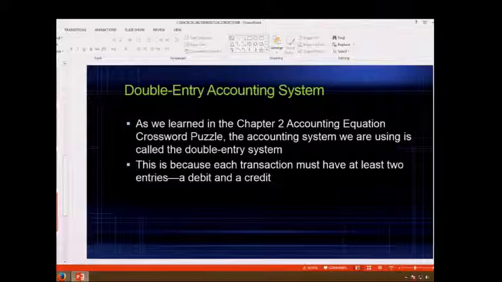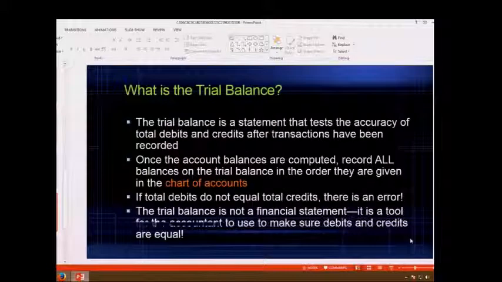As I talked about, we use the double entry accounting system. I have a reference in there to a crossword puzzle that I didn't make you guys do, so don't worry about that.